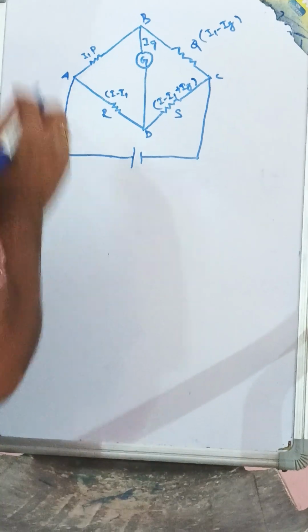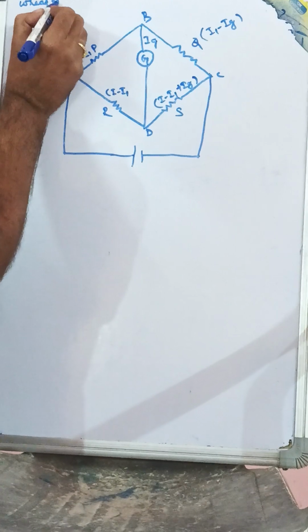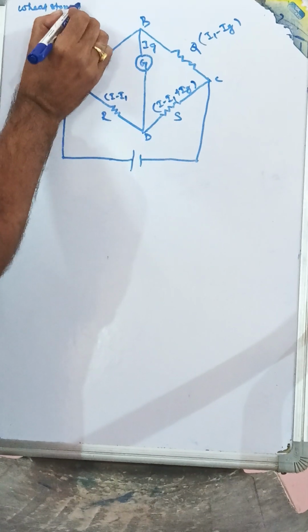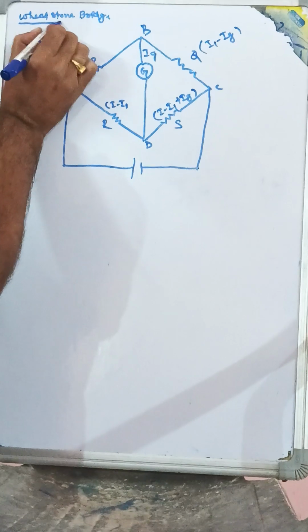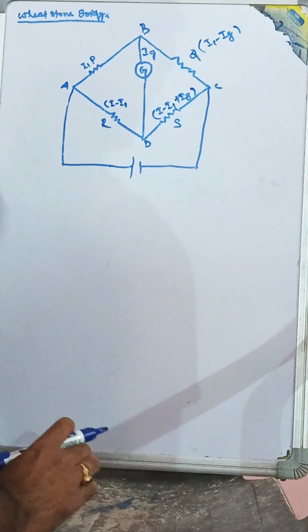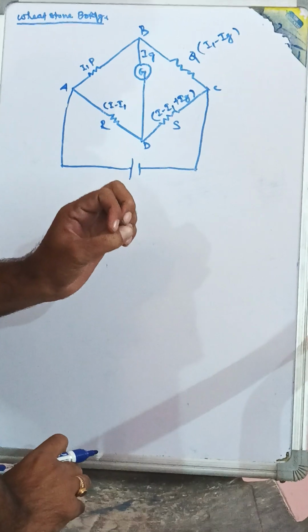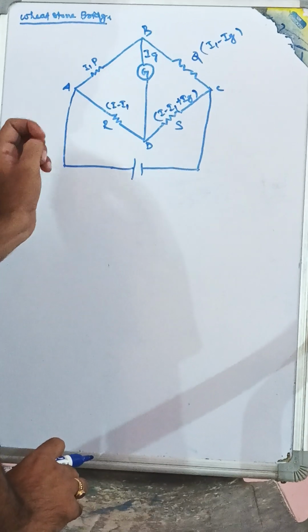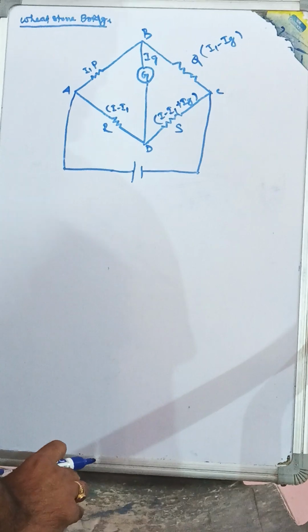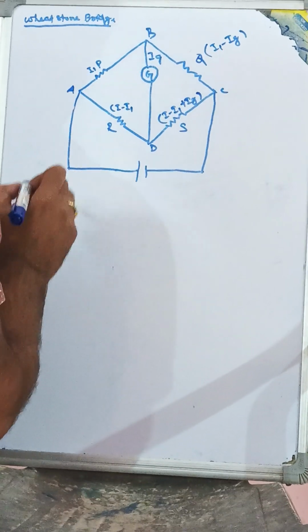Okay, this is the Wheatstone bridge. The Wheatstone bridge is an electrical circuit that uses two legs of a circuit, and it measures the unknown resistor. Okay, that is called the Wheatstone bridge.